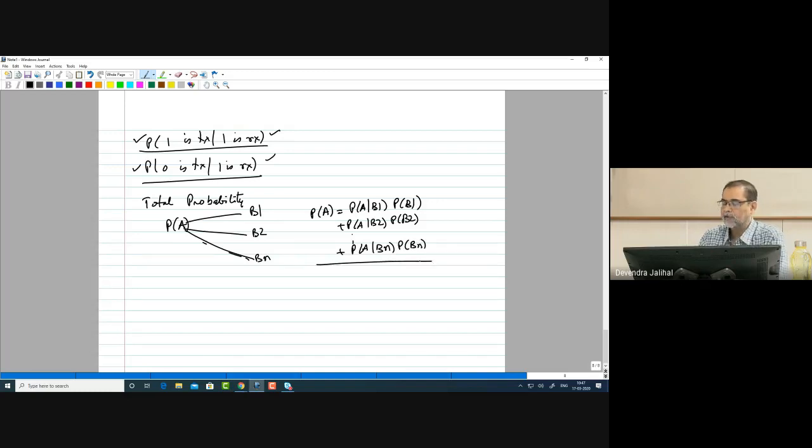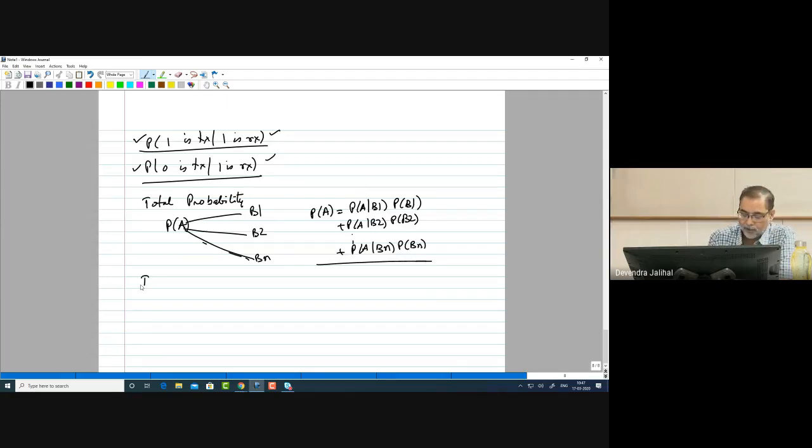This is the total law of probability, where an event A is not perceived independently, but is seen by its manifestation. If B1 happens, then A would have happened. If B2 happens, then A would have happened, and so on. So the total law of probability says you collect all these probabilities of these small events happening, and from there try to figure out the probability that A has happened or not. That's one aspect of probability.